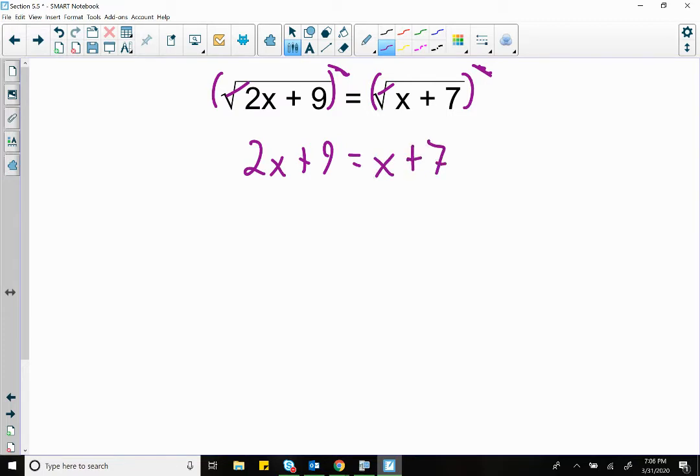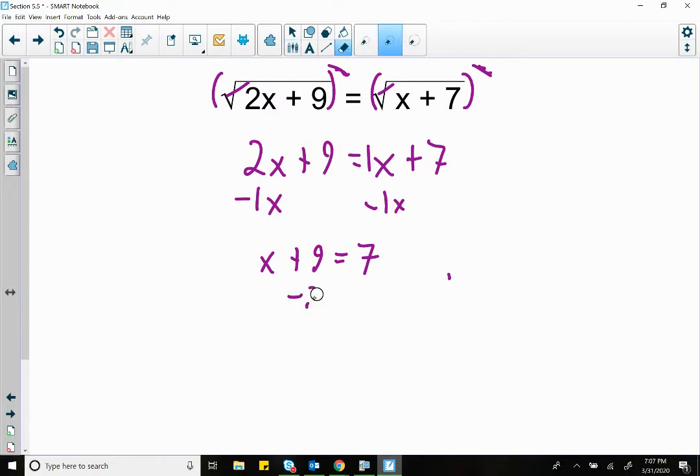Now it's just a small equation to solve. So we need to get all of our x's on one side. So I'm going to subtract the 1x that's right there and subtract it over to the other side because there is an imaginary 1 in front of that x. So 2x minus 1x gives us x plus 9 equal to 7. Subtract 9. Subtract 9. X equals, that gives us a negative 2.